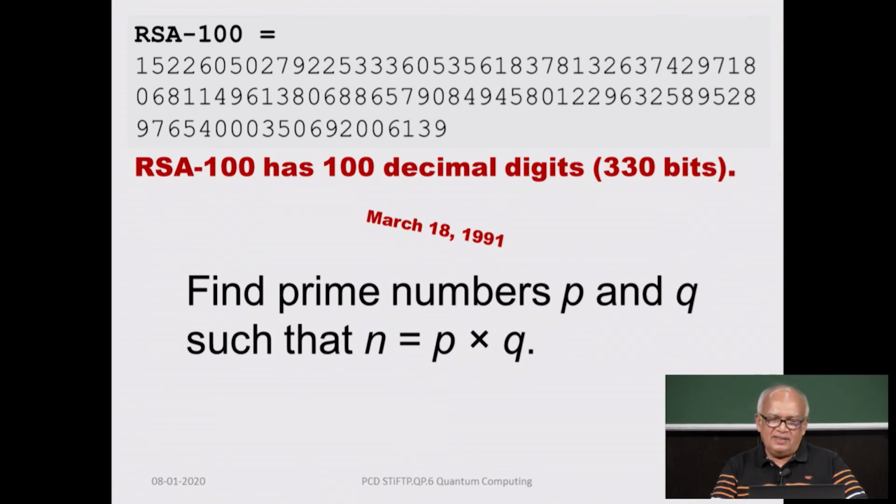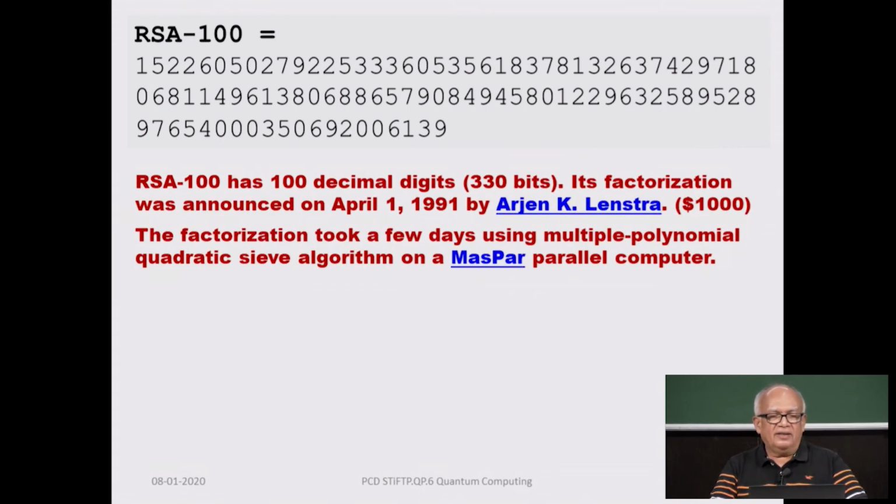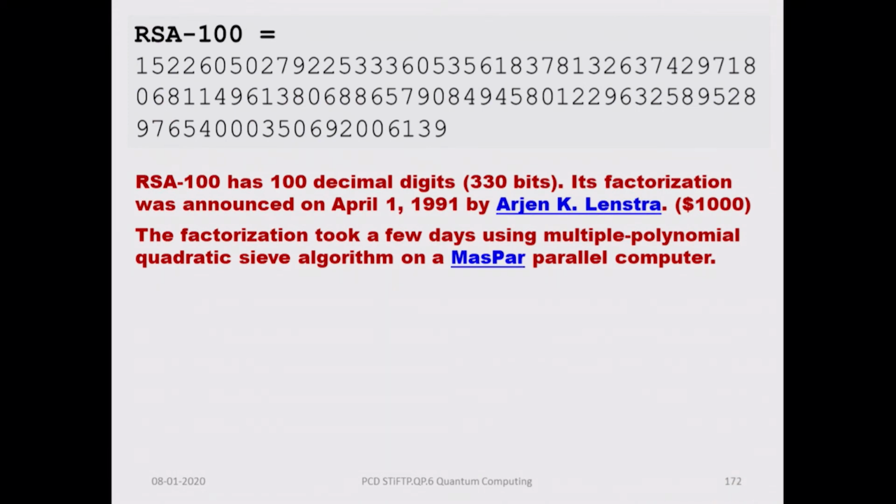This challenge was met rather quickly after the problem was posed in 1991. It was solved on April 1st, within 2 weeks. Lenstra got $1,000 for this, I think. The factorization took a few days using the multiple polynomial quadratic sieve algorithm on a massively parallel computer. And this is the factorization that you need to break an encryption.